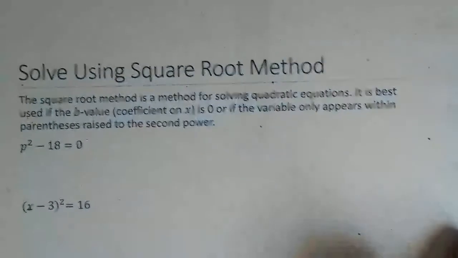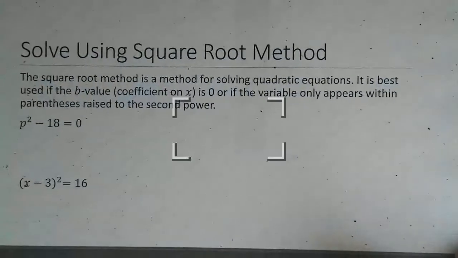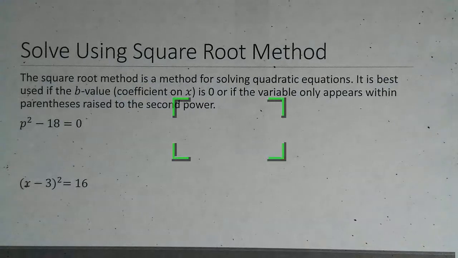We are going to take a little peek at one other way to solve quadratic equations that I didn't mention before. We're going to solve using the square root method. The square root method is a method for solving quadratic equations. It's best used if the b value, meaning the coefficient on x, is 0, or if the variable only appears within parentheses raised to the second power. So this one, we don't use it a lot, but it does make certain problems a lot simpler.